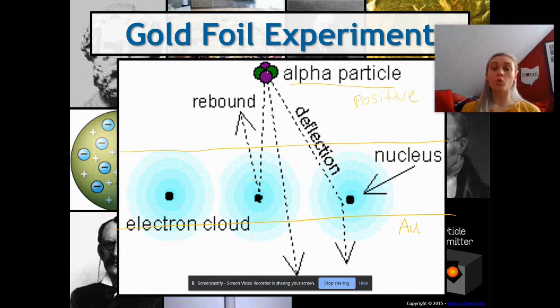Okay? And so what he sees is a lot of alpha particles just going through, because we see all this empty space here. So alpha particles are just going to go through. He also sees a little bit of deflection. Remember that opposites attract, but same charges repel, okay? So if we have a positive alpha particle and we have a small nucleus, what do you think will happen if the alpha particle hits the small nucleus? Because we know nuclei are what charge? Nuclei are positive, right?